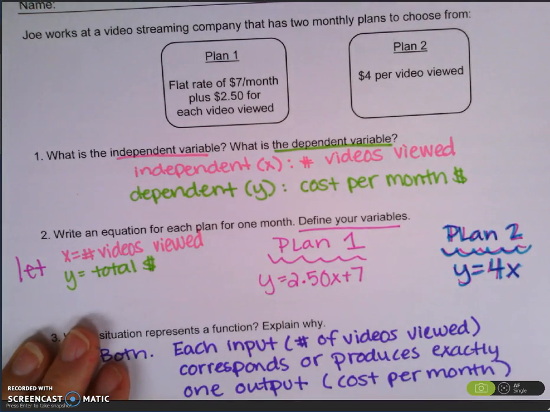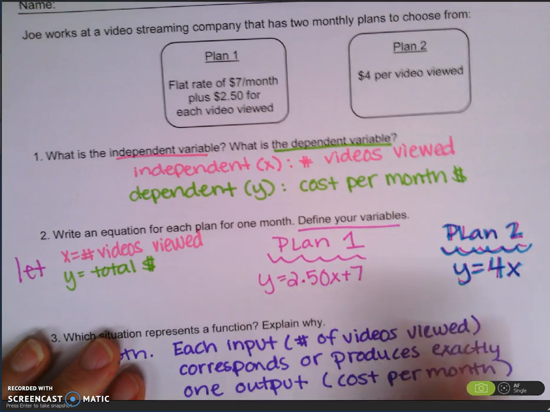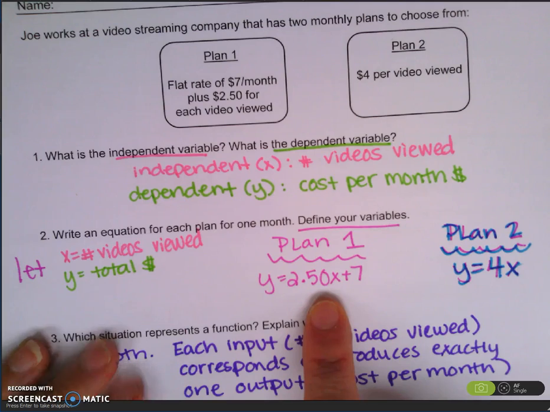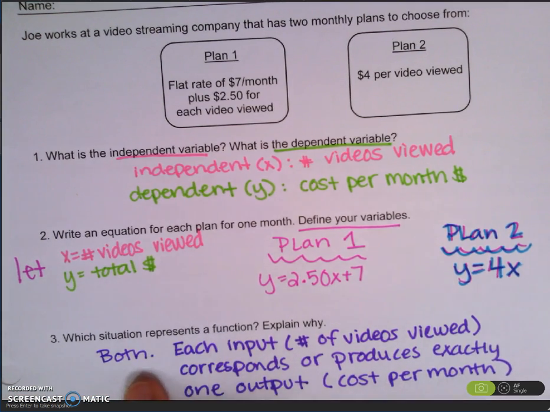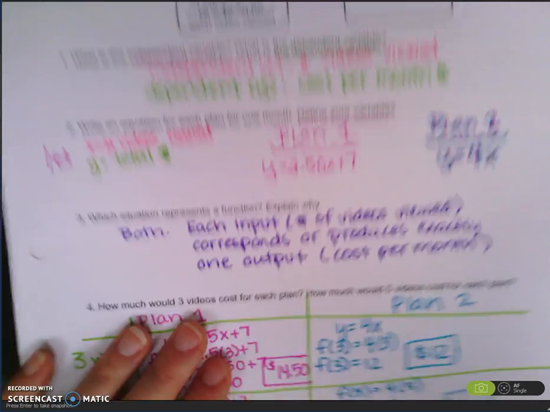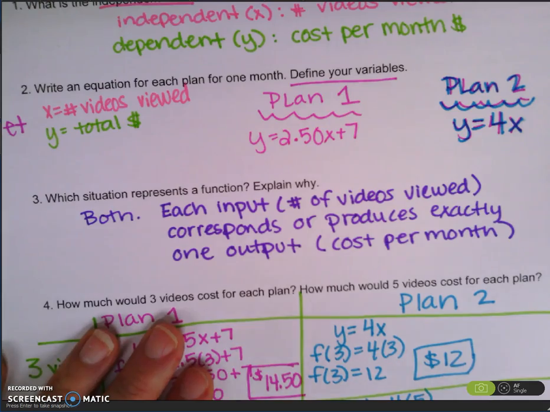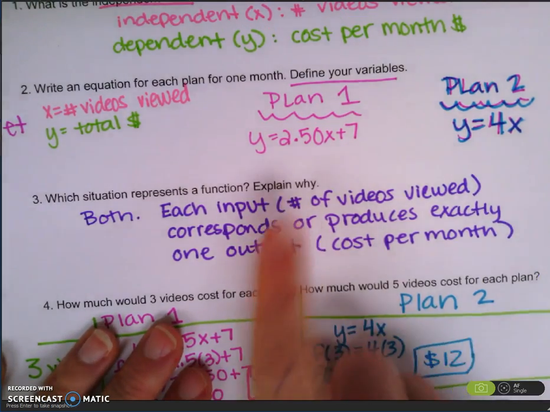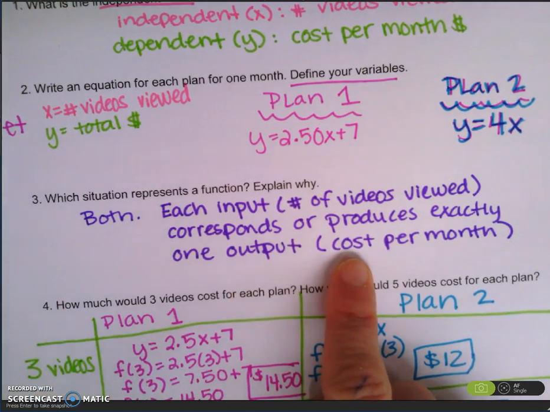Remember to stay organized and label what your equations represent. Y equals 250x plus 7 and Y equals 4x. If you wrote 250 as an improper fraction, even better. Which situation represents functions? Both of them, did I get you? Each input, or number of videos viewed, corresponds or produces exactly one output, the cost per month. If I know the number of videos viewed, my input, I can determine the cost per month.